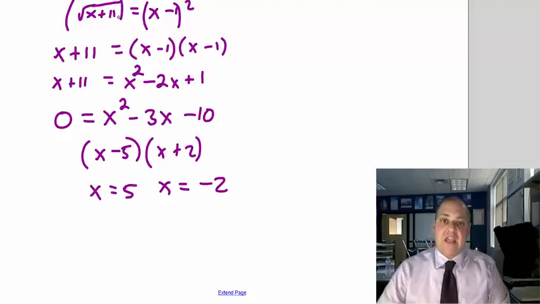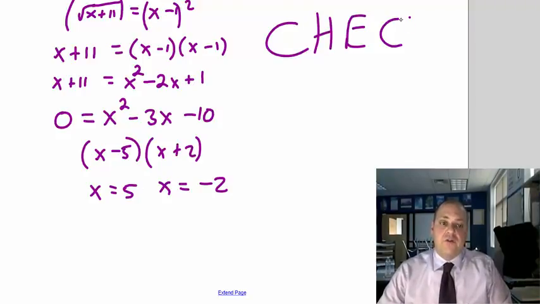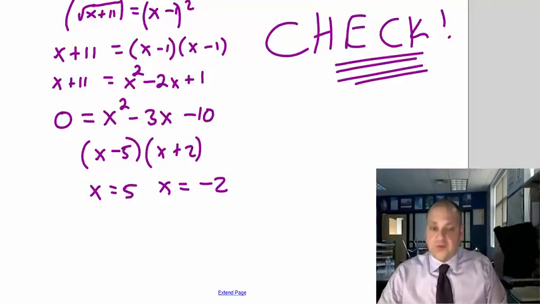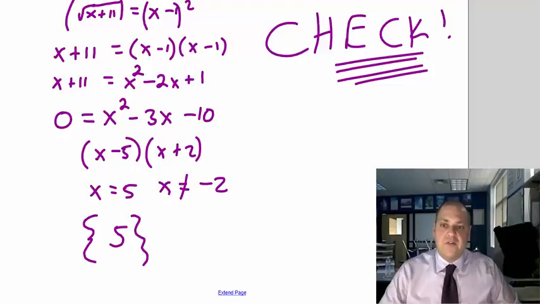Now, when you check, you have to check these. I'm not going to check for you. You should know how to check by now. I want to save you time in the video. The 5 works, the negative 2 does not. So my solution set is just 5.